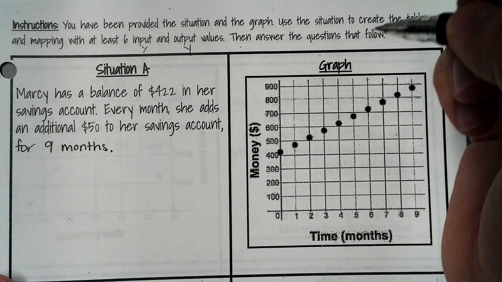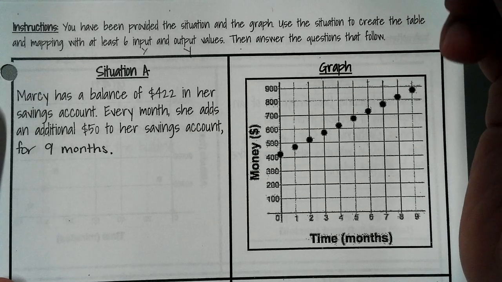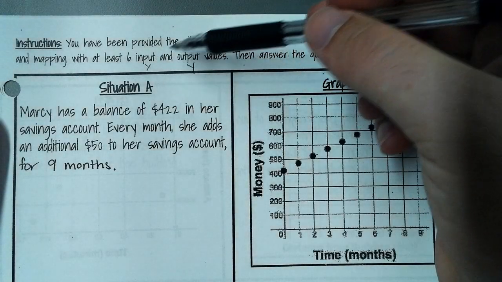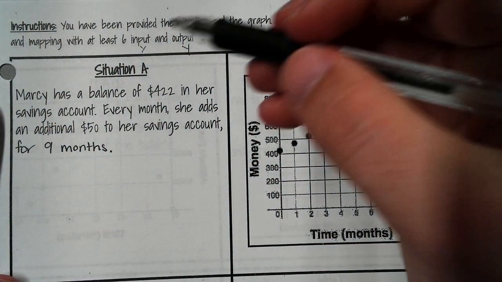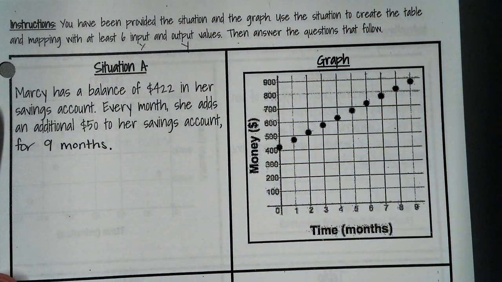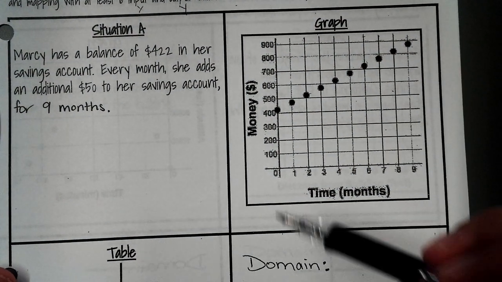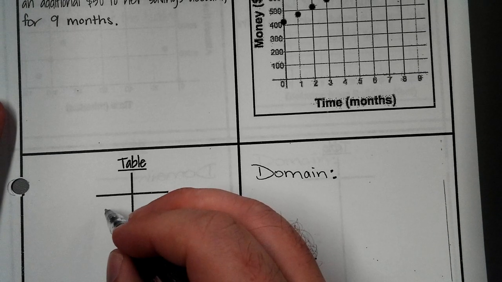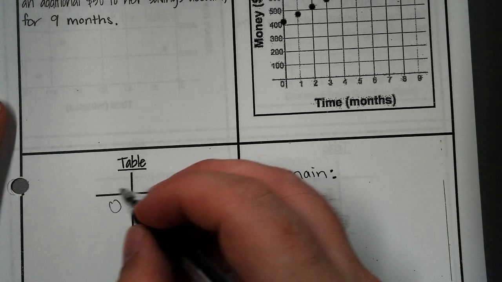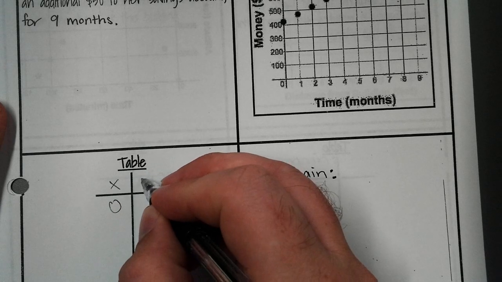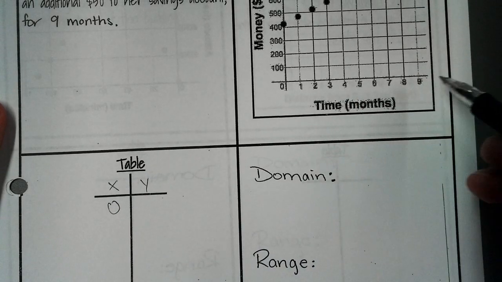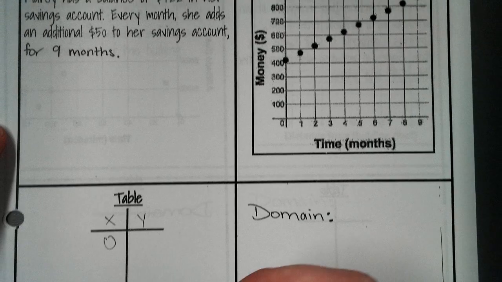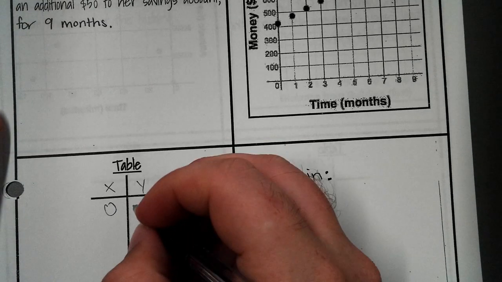So first, what we're going to do is create a table with 6 input and 6 output values. Well, she had a balance of $422, and that was at 0 months, right? Because that's what she started with. And in your table, you're just going to have your X's here, your Y's there. X's are going to go here with time, Y's are going to be the money. So that said 422.